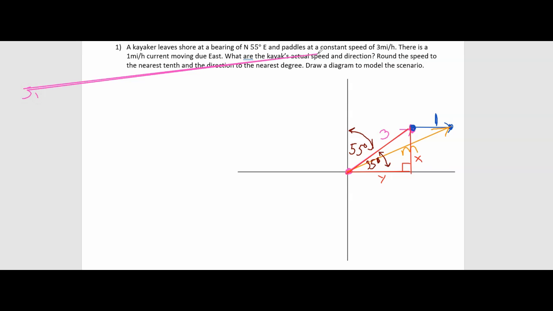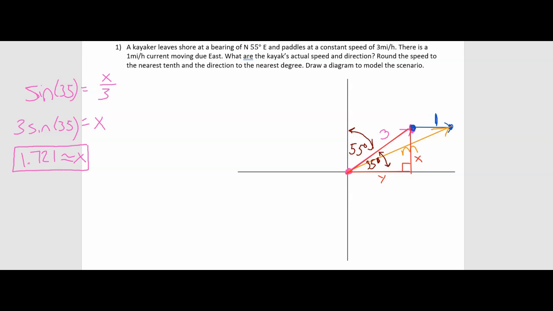So I'm going to have sine of 35 degrees is equal to x over 3, which means 3 times sine of 35 is equal to x. 3 times sine of 35, that's approximately 1.721. I'm just going to go to 3 decimal places in the middle of my problem. At the end of the problem, I think it says nearest tenth for magnitude. So I know that x is 1.721.